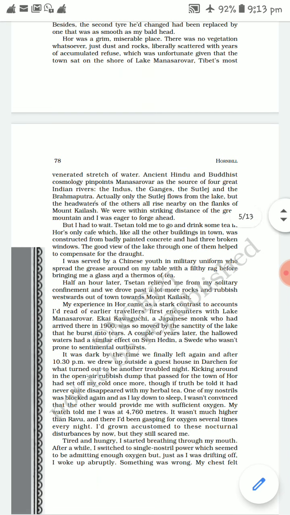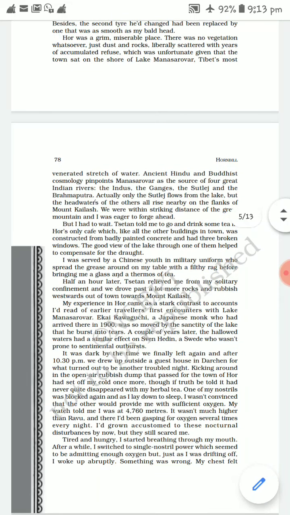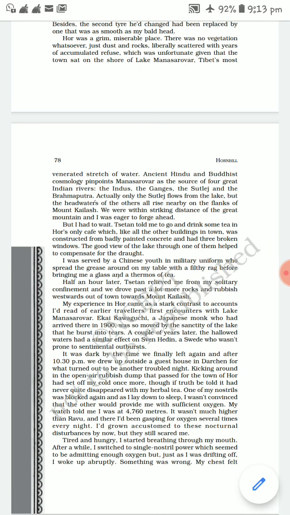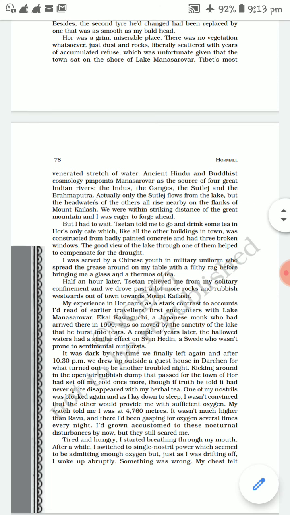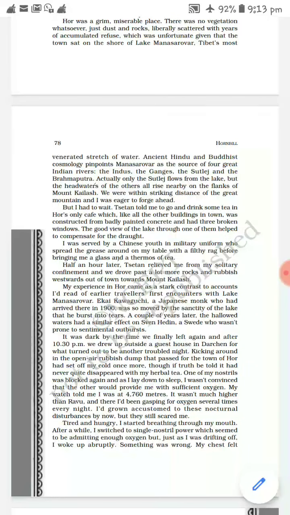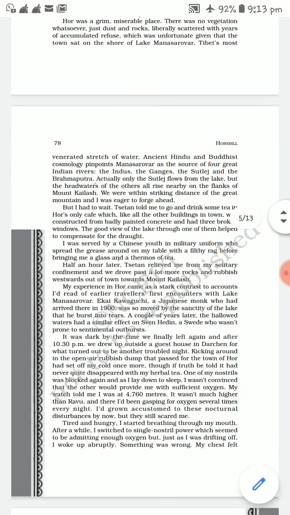Actually, only the Satluj flows from the lake, specifically from the geographical aspect. Only the Satluj flows from the lake, but the headwaters of the others, Indus, Ganges, and Brahmaputra, all rise nearby on the flanks of Mount Kailash. The headwaters of the other three all rise from the Mount Kailash region. Flanks means nearby places or nearby regions.